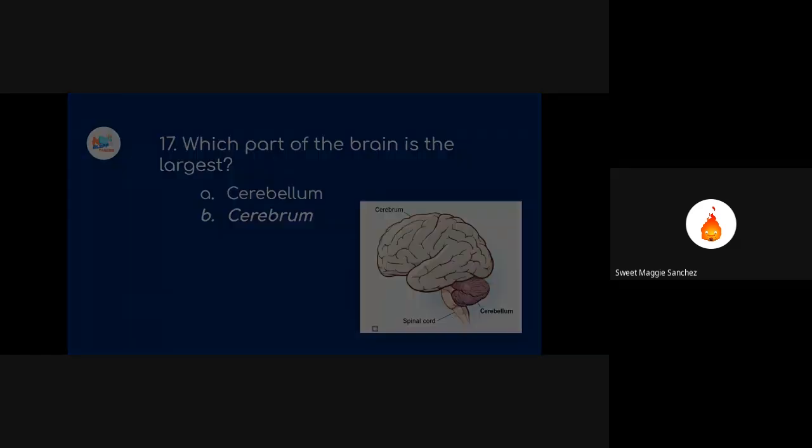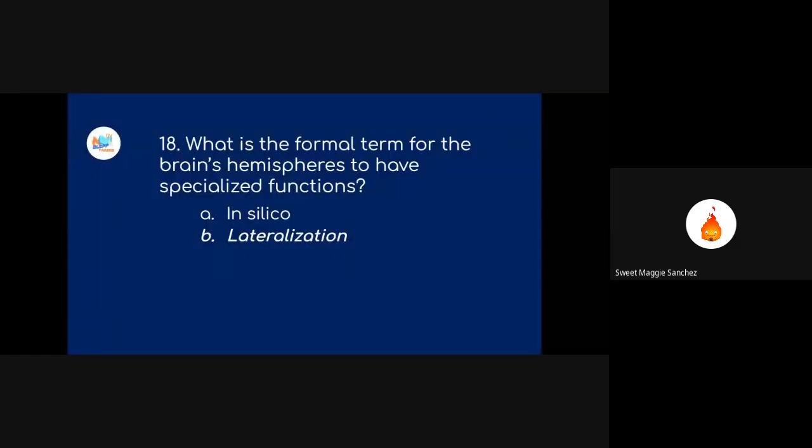Number 18. What is the formal term for the brain's hemispheres to have specialized functions? So the correct answer is lateralization. So lateralization is a special term used specifically na may distinct brain regions, no, na nag-perform ng mga certain functions. So if you question na okay, ito mayroon tayong frontal cortex, no? They're parang different yun naman segregations.